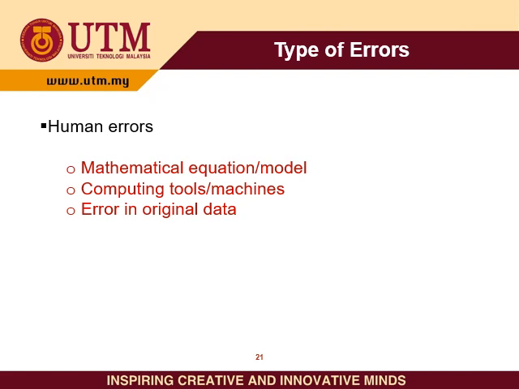Okay, then we have another type of error, which is human errors. It means that it comes from the mathematical equation model itself, the computing tools or machine that we use, and the error in our original data. This is what we call human errors.